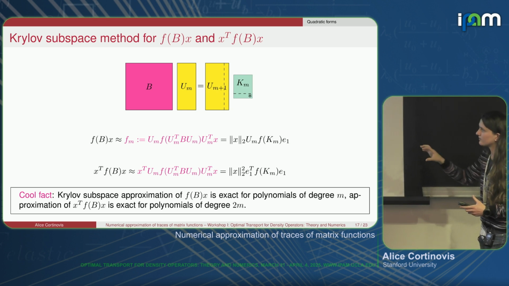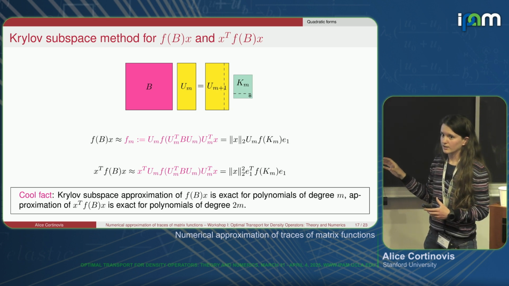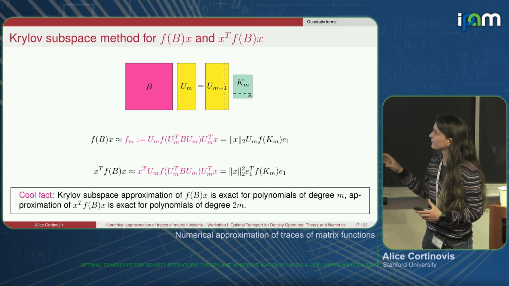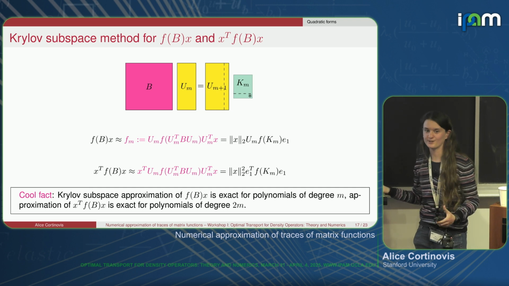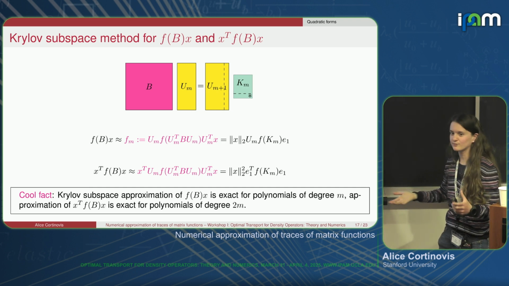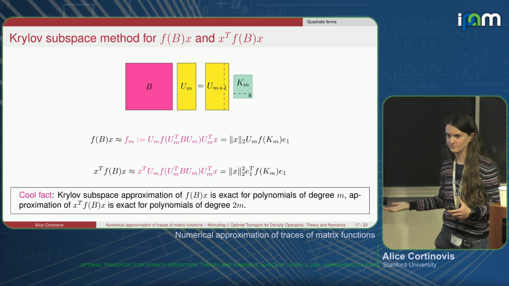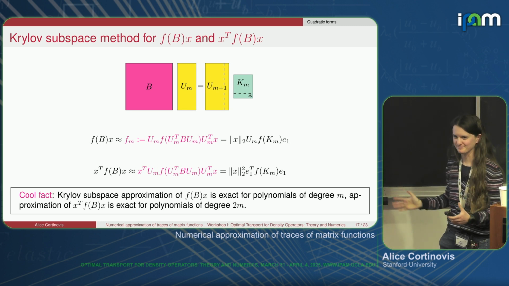So these approximations can be used and are good if the function f is well approximated by a low-degree polynomial on the spectrum, or the spectral interval, of the matrix B. Otherwise, nope.